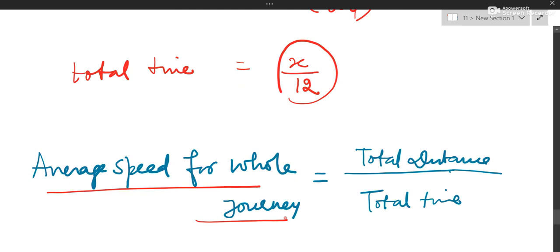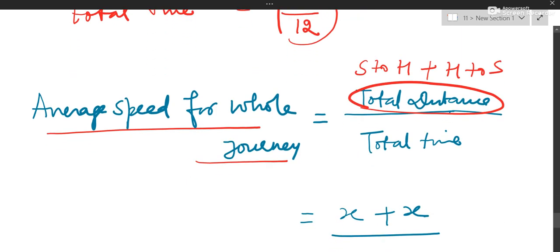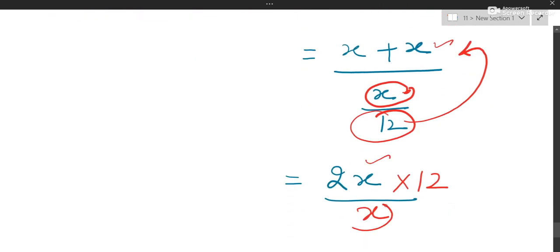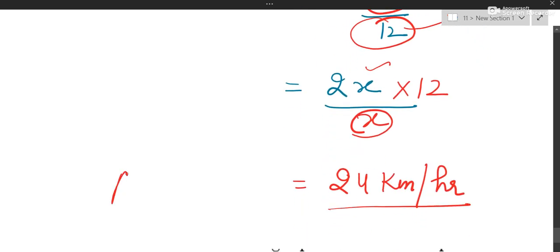Now I have to find out the average speed for the whole journey, school to home and home to school. x plus x, so total distance will be 2x and total time is x by 12. You can see here, simply substitute. Just keep a rule of mathematics in this, that 12 will go up. So 2x and 12 will go up, x cancels. So it is 24 km per hour. This is the average speed of the whole journey.